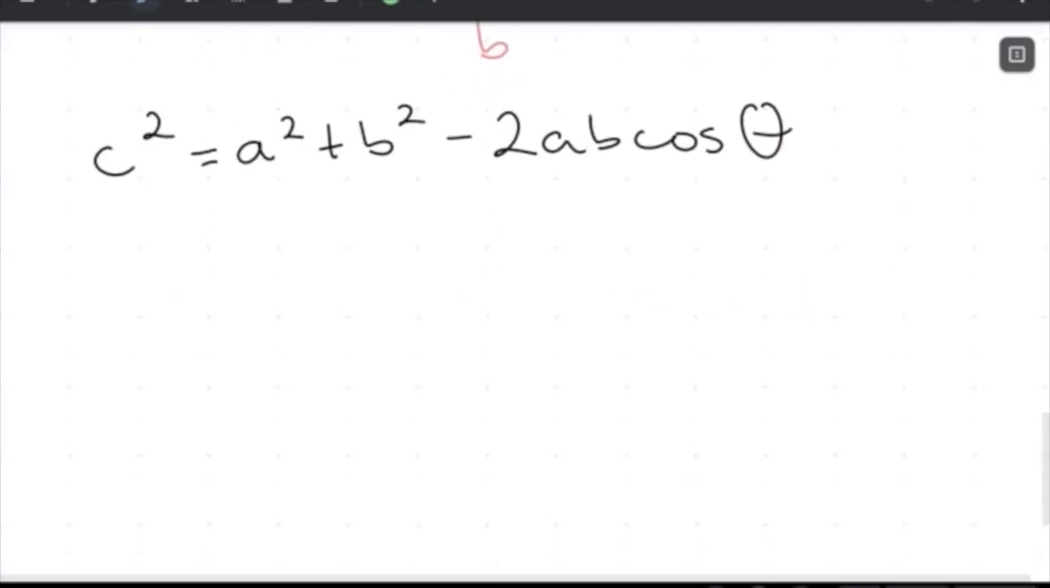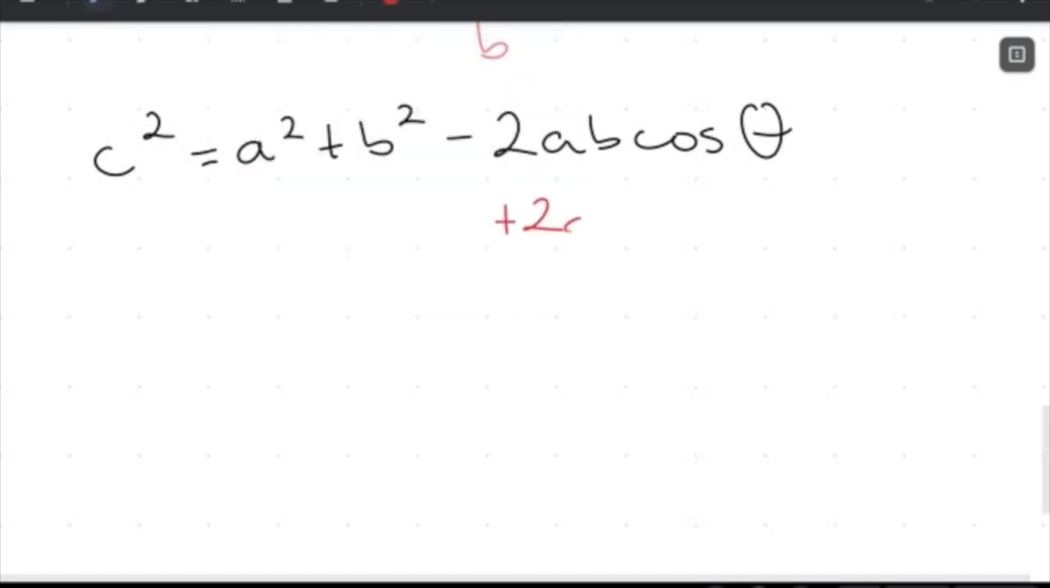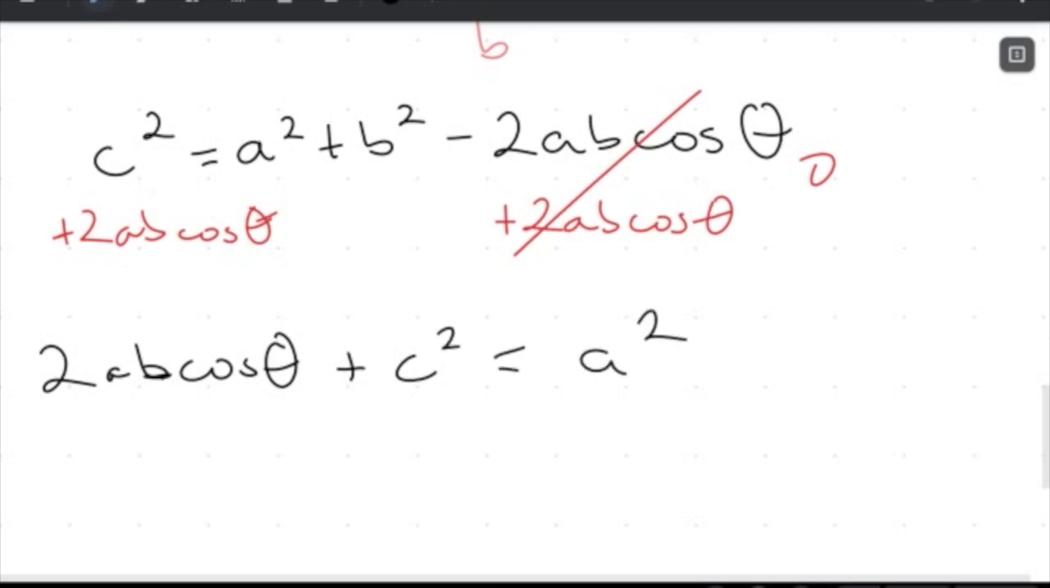Now, it's a little annoying on this side with the negative 2ab, so let's move that to the other side in order to make this positive. So I'm going to add 2ab cos theta to both sides. Cool. So this is going to give me, on the left hand side, positive 2ab cos theta plus c squared equals a squared plus b squared.